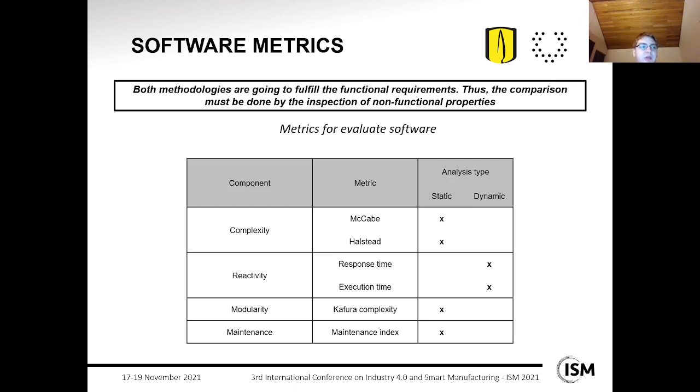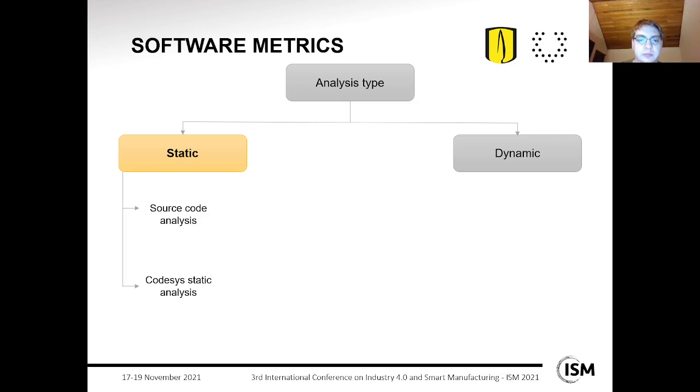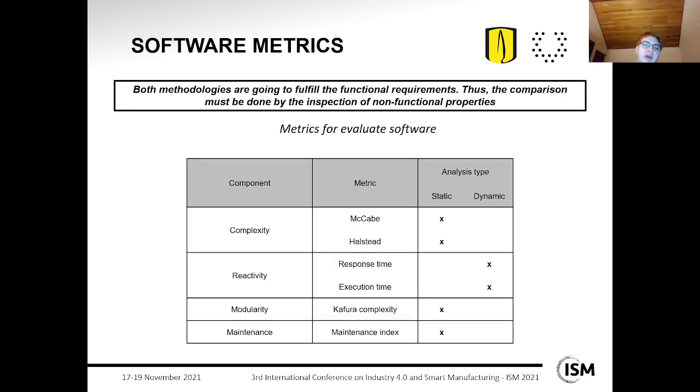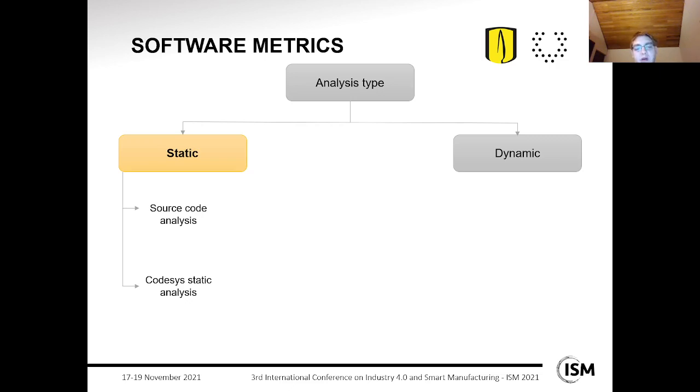Maintainable is related to how easy it is to add a new function or to find an error. So when we have defined the metrics, we have to establish how we are going to measure or calculate them.